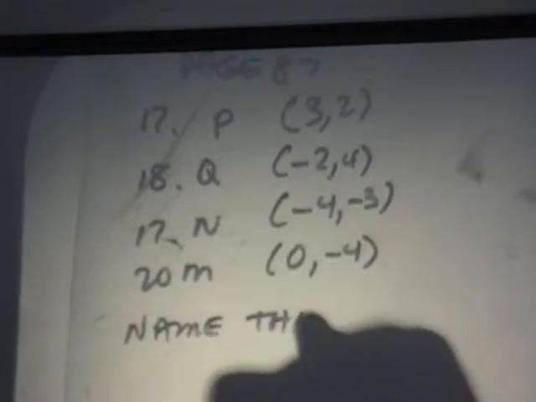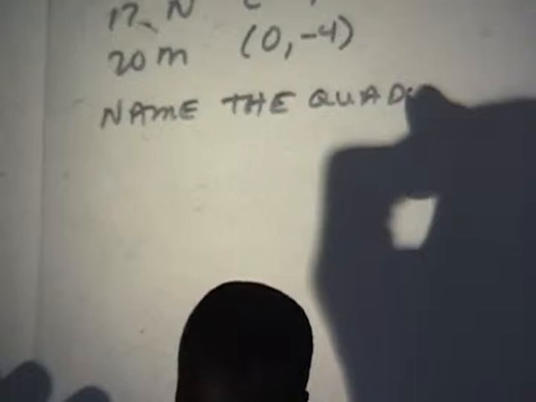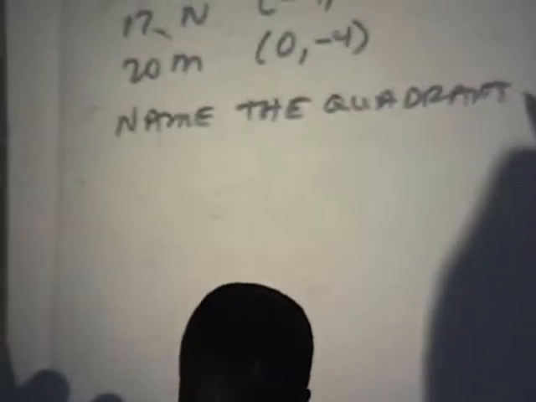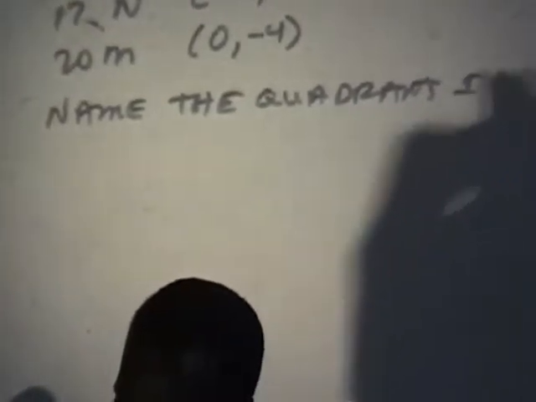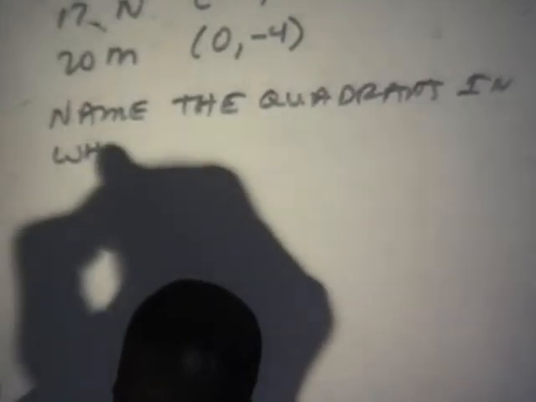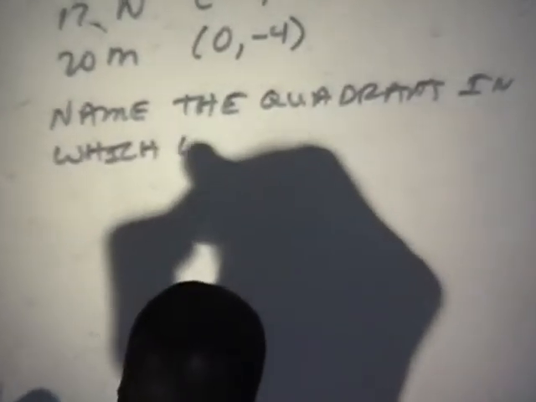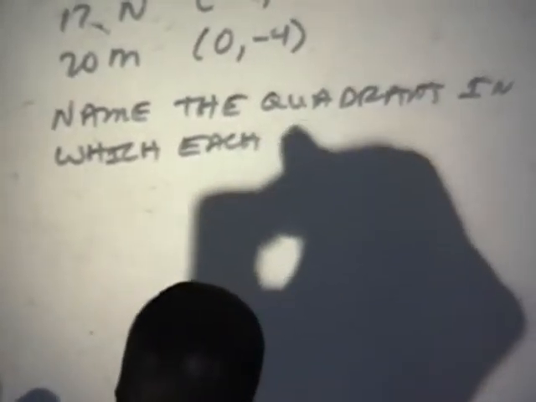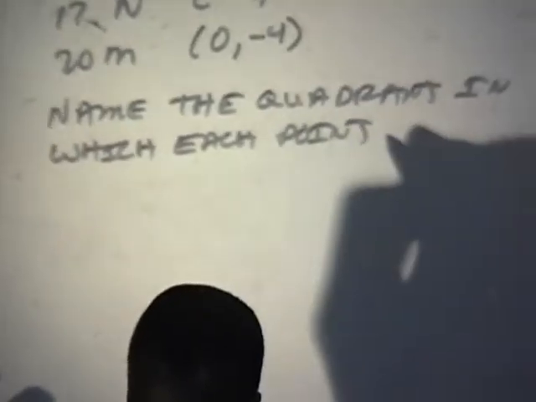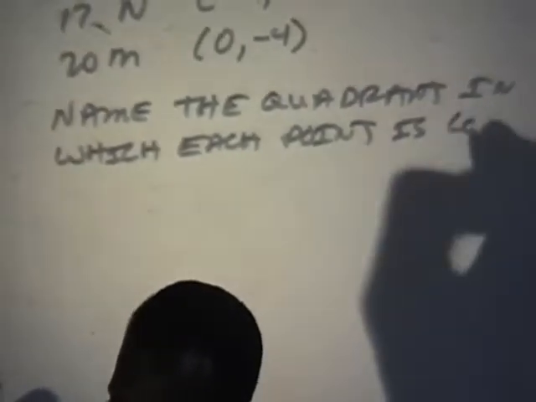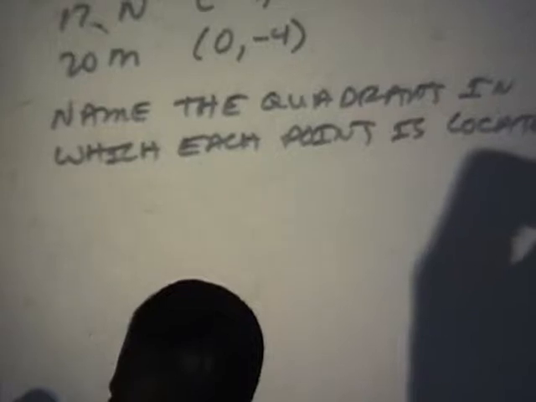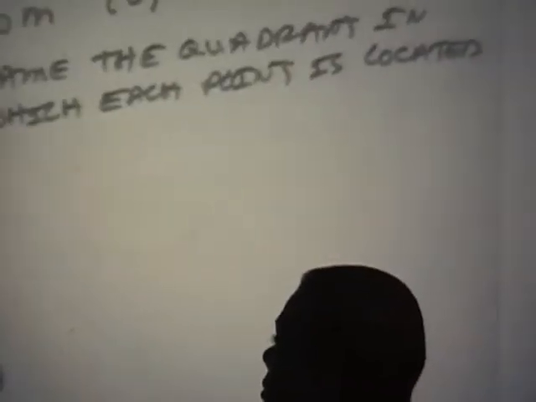Okay, let's write the instructions. You want to name the quadrant in which each point is located. How does that look? Okay.